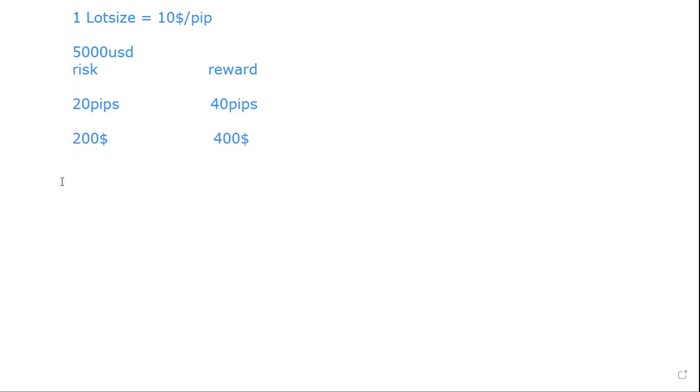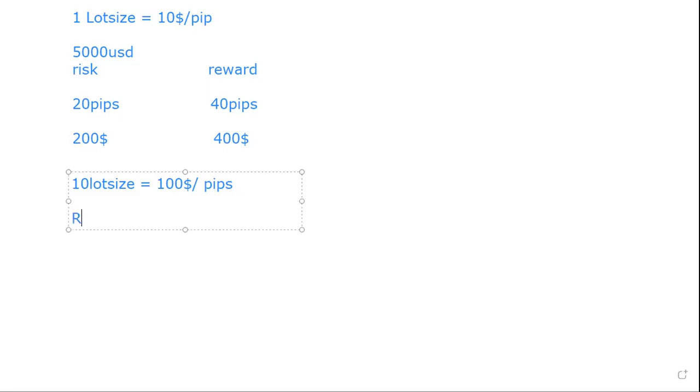There is this person here. He's using 10 lot sizes, and under these 10 lot sizes, we know it will be $100 per pip. For every trade that he takes, if he wins 1 pip, he gets $100 added to his account. If he loses 1 pip, he loses $100.